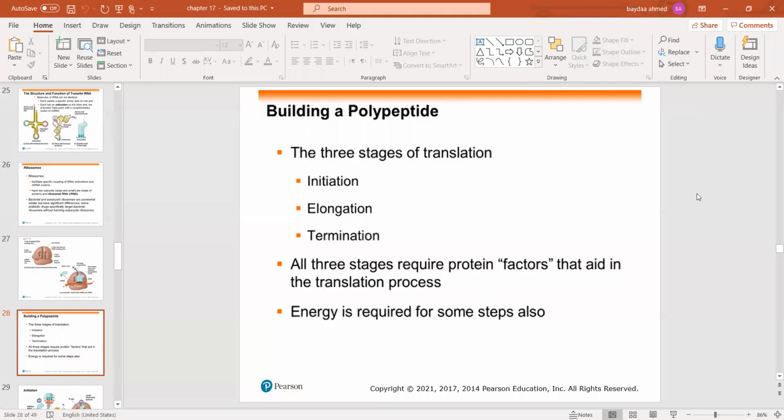We can divide translation, the synthesis of polypeptide, into 3 stages: initiation, elongation, and termination. All 3 require protein factors that aid the translation process. Some steps of initiation and elongation also require energy provided by hydrolysis of guanosine triphosphate, GTP.